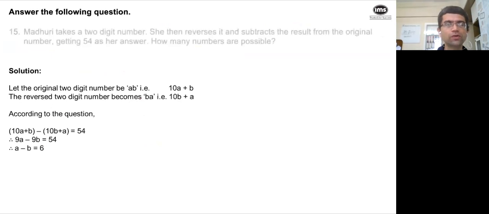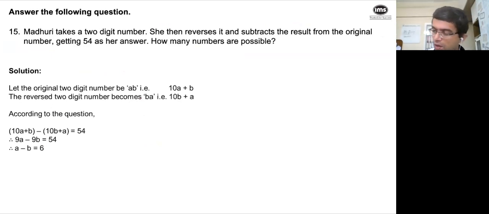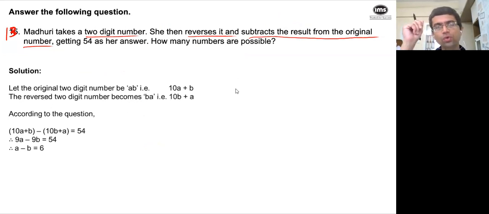Okay, again, don't look at the solution, look at the question first. This is question 13. Madhuri takes a 2-digit number. She reverses it and subtracts the result from the original number. Just focus on the question. Madhuri takes a 2-digit number and reverses it. So if she starts with AB, then she changes it to BA. This is how a 2-digit number looks. So AB she changes to BA, and subtracts the result from the original number.